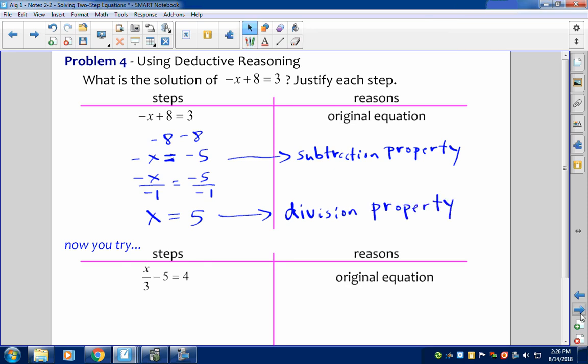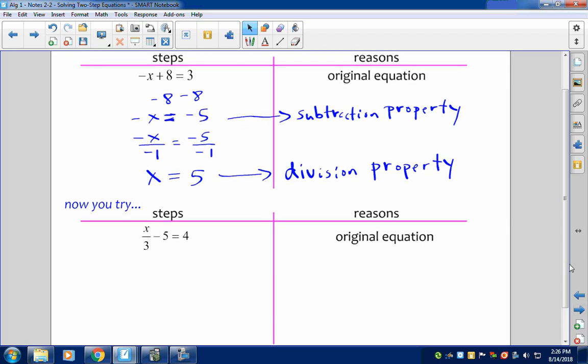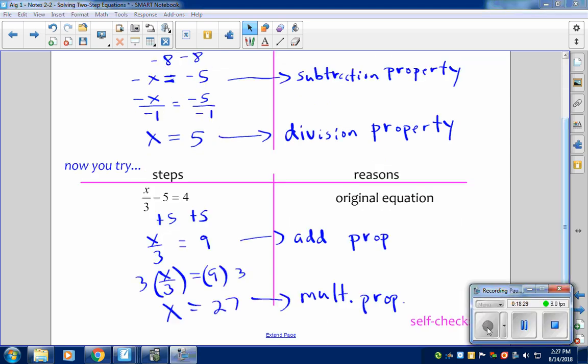See if you can solve the problem and then write the two reasons, just two reasons. What are the properties? Really, you're just telling me what operation you're doing at each step. That's all you're doing. You have 4 choices of operations, right? Addition, subtraction, multiplication, or division. So go ahead and try that. So we have the first step is addition property, adding 5 to each side, and the second step is multiplication property, multiplying each side by 3.